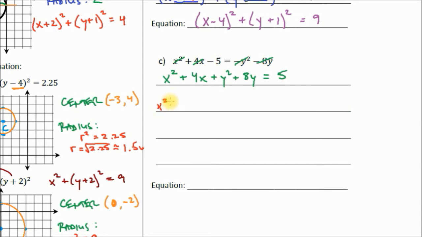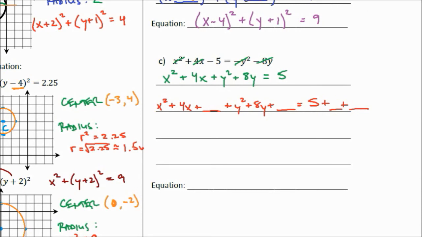X squared plus, oh, we skipped a step because when we rearrange this, class, we just moved the 5 already. So the 5 is already moved. We can go right to completing the square. X squared plus 4x plus some number plus y squared plus 8y plus some number equals 5 plus the first number plus the second number.